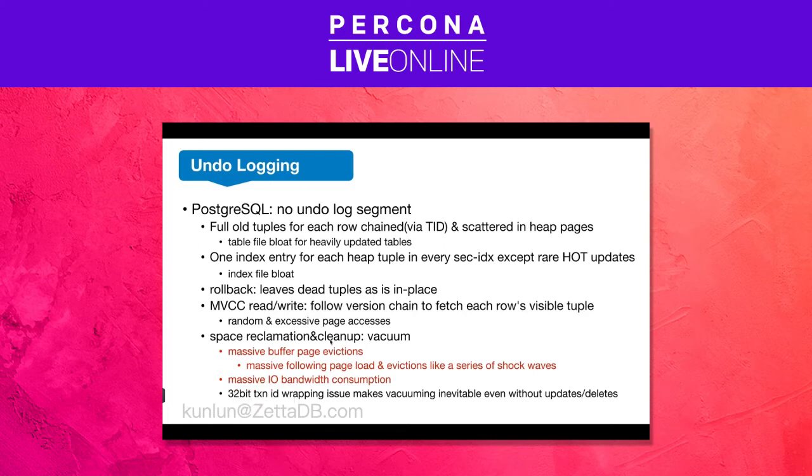Also, in each tuple header, there are 2 transaction ID slots. In PostgreSQL, a transaction ID takes 32 bits. So over a period of time, the transaction ID will wrap around. Postgres solves this issue also in the vacuum process by replacing the transaction ID with a fixed frozen transaction ID. So vacuuming is inevitable for PostgreSQL, even without updates or deletes.